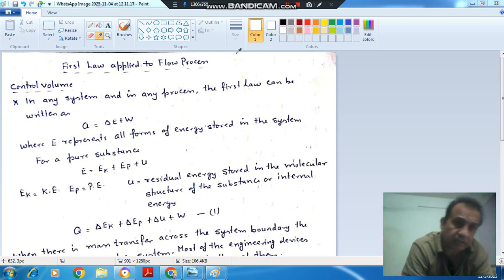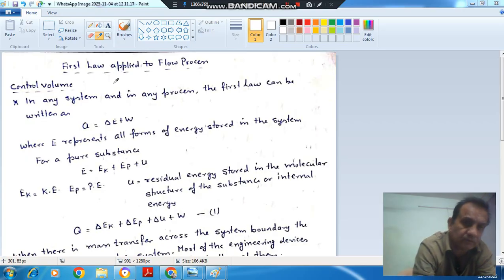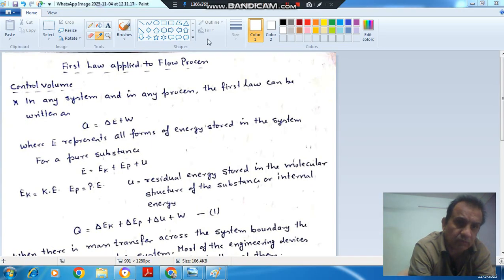Hello, welcome again. We are covering the subject thermodynamics for civil services main, IFS and various GATE exams, and we have finished the topic first law of thermodynamics to non-flow or closed system. Now we will start the next chapter, that is first law applied to flow process. In this the first topic is control volume.